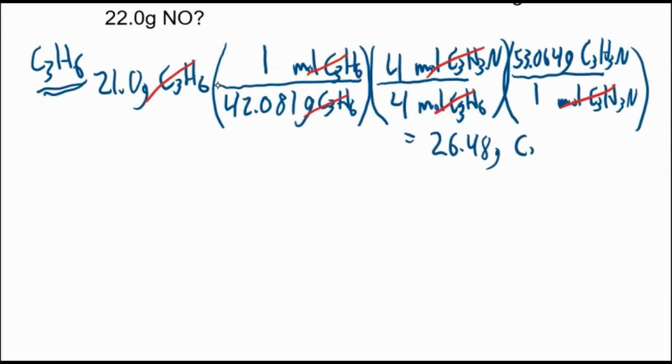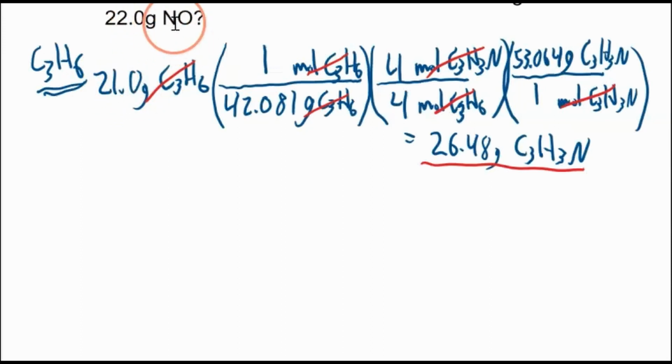26.48 grams of C3H3N. So this number tells us how many grams of C3H3N we could produce, assuming all of these 21 grams reacted completely.